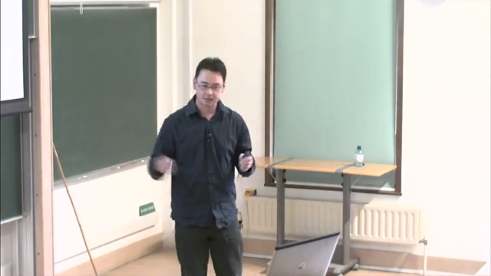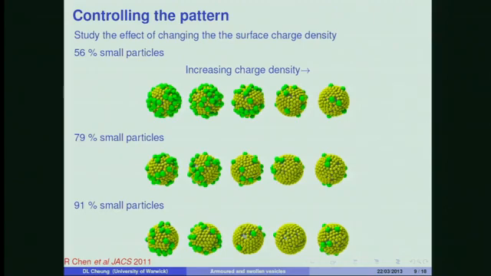Now we can go on from that and ask what factors we can use to control this packing. One of the obvious ones is, of course, the charge density on the surface of the nanoparticles. And that's shown here: as we increase the charge density, going from, in this case, neutral particles to very strongly charged particles, we see a very large change in the structures formed on the vesicle.